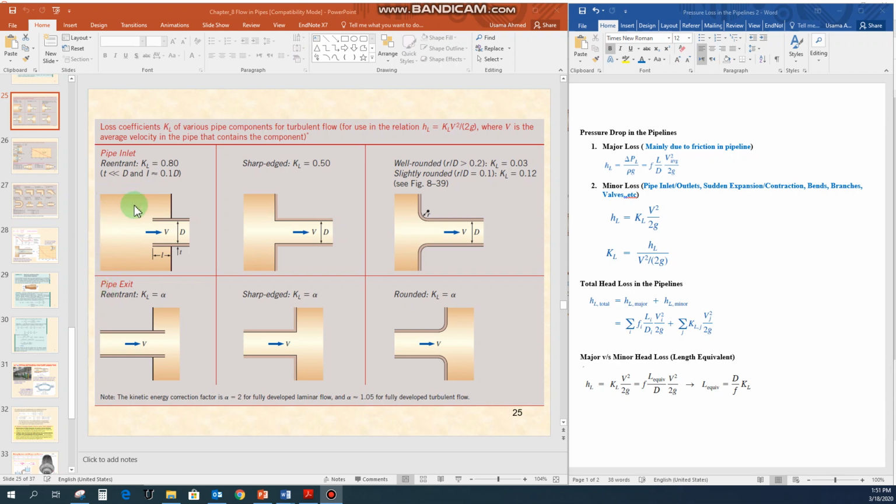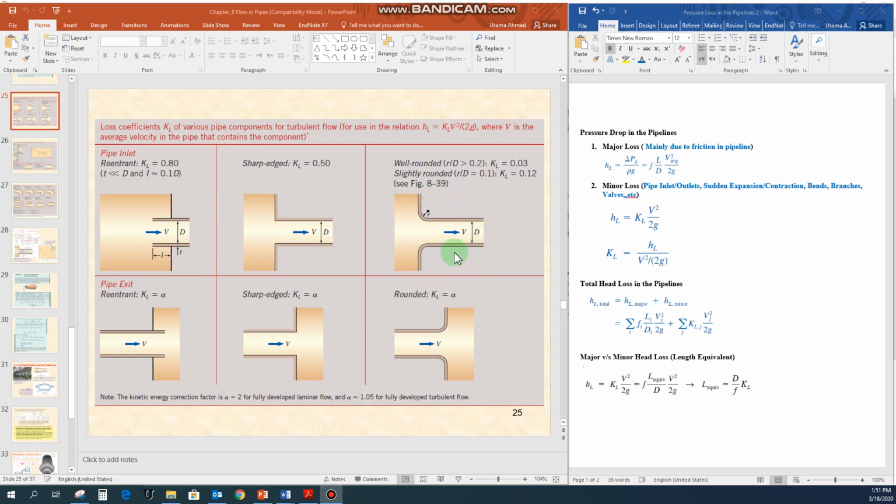Now for example, there is some reservoir, and the fluid is coming from the reservoir and going into the pipeline. In this kind of situation, the loss coefficient value will be equal to 0.80. Now there could be another situation in which the reservoir is connected with the pipeline but with a sharp edge. So you can see the difference. In this case, the KL value will be 0.50.